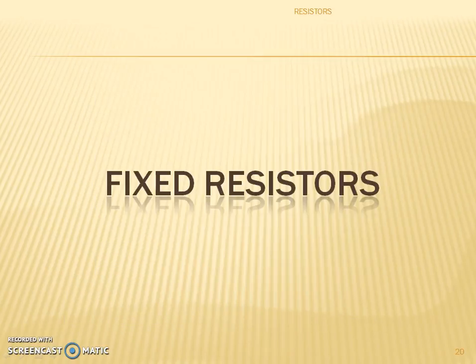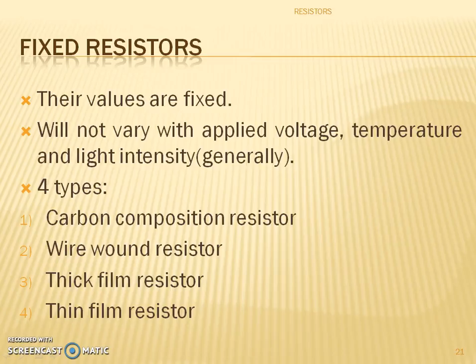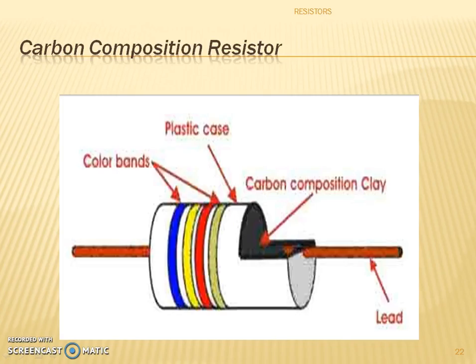Now comes to the fixed resistors. Fixed resistors, the values are fixed. It will not vary with applied voltage, temperature, and light intensity generally. Now it has four types, as we just discussed: carbon composition, wire wound, thick film, and thin film resistors.